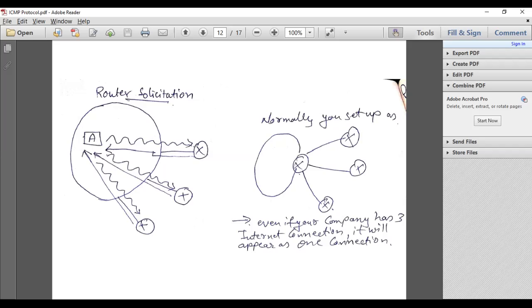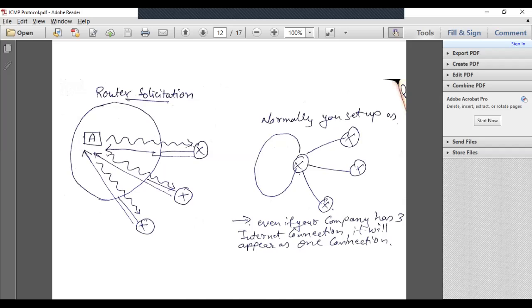Right. So when three companies' connections are there, reliability will definitely be improved. Why? Because if one service fails, the other will continue to provide the internet connection. So reliability of the service would be there. Right. So next, this is all about the router solicitation.